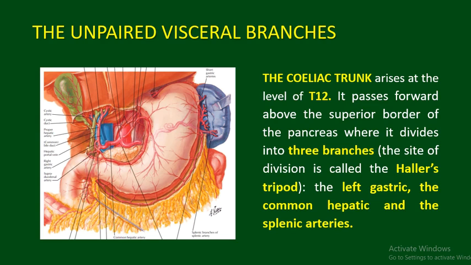The unpaired visceral branches. Now, the celiac trunk arises at the level of T12. It passes forward above the superior border of the pancreas, where it divides into three branches. The site of division is called the Haller's tripod. The branches are the left gastric, the common hepatic, and the splenic arteries.